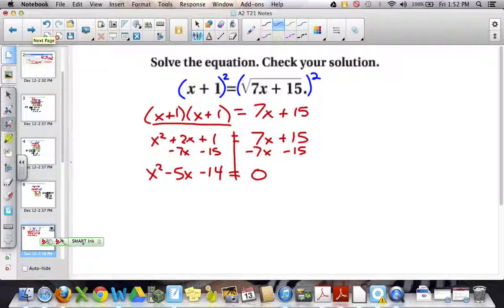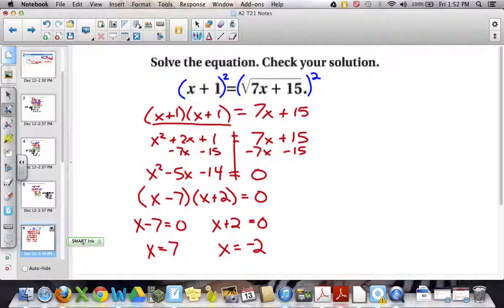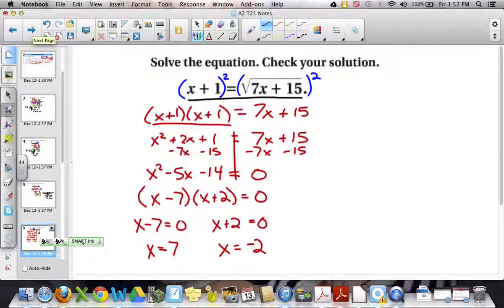So to solve the quadratic, I could use my quadratic formula, or in this case, I can factor this pretty easily. It would be x minus 7 times x plus 2. So setting each one of those factors equal to 0, we get x equals 7, and x equals -2. All right, now we have to go back and check, make sure that those solutions actually work in the original equation. So let's first check x equals 7.